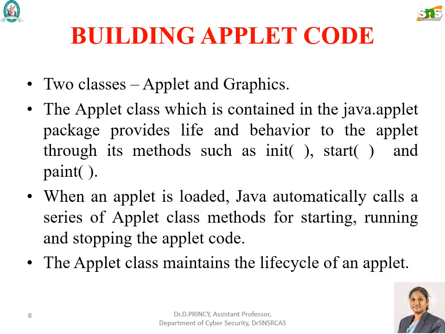Building applet code. To build an applet code, we have to use two types of class. One is the applet class, another one is the graphics class. The applet class is contained in the java.applet package. It includes many methods like init, start, and paint. When an applet is loaded, Java automatically calls a series of applet class methods for starting, running, and stopping the applet code.